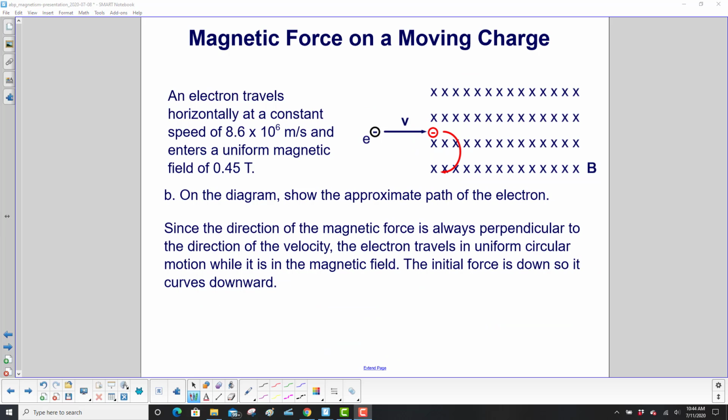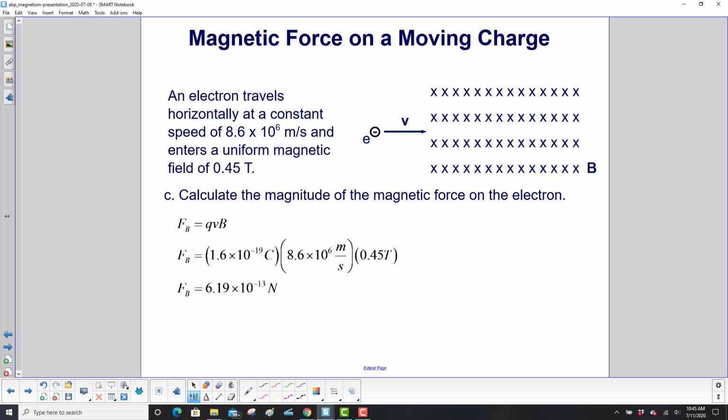Show the approximate path of the electron. The direction of the magnetic force will always be perpendicular to the direction of the velocity. So the electron will travel in uniform circular motion, hopefully you remember that from mechanics, while it is in the magnetic field. The initial force is down, so here the electron was coming in like this. It felt the perpendicular force, so it's going to go like this in a circle, which is clockwise. So it's curving downward inside the field.